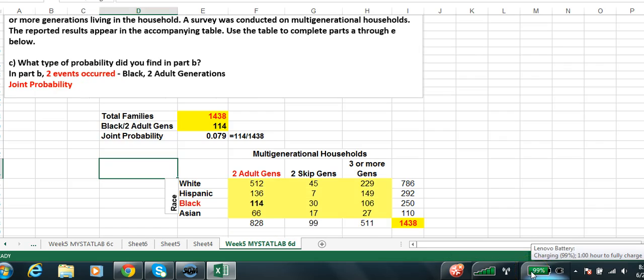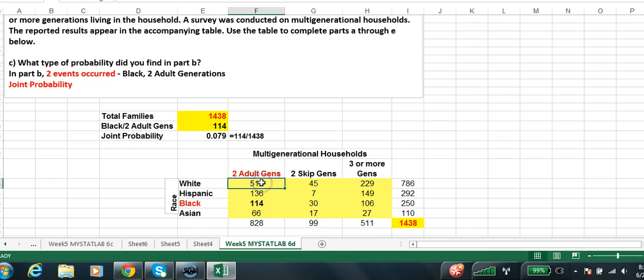Next, we're asked, what type of probability did you find in Part B? In Part B, remember that two events occurred, or two traits were identified. One, the multi-generational household identified as Black, and two, it identified that two adult generations were living in that household. So we have two traits or two events, and that is called a joint probability. And if you're looking for the variables that will help you calculate a joint probability, you're going to look in the center of your table, and I've actually shaded those variables yellow.